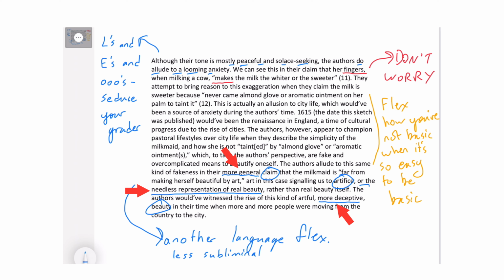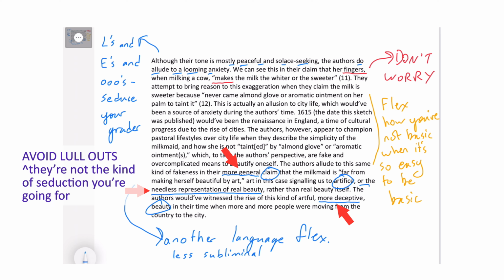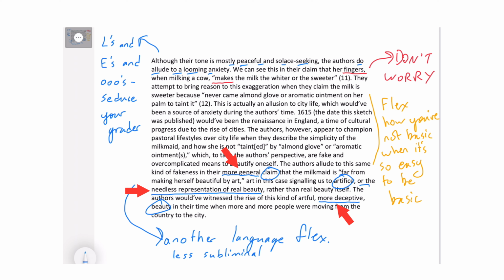and the grader is going to see that and think, oh, this guy has the ability to switch up his style, to switch up his technique, to keep the writing fresh and to not lull me out, and that's going to all factor into your overall grade. So it is, once again, another language flex. And this is it. This is how you body a body.